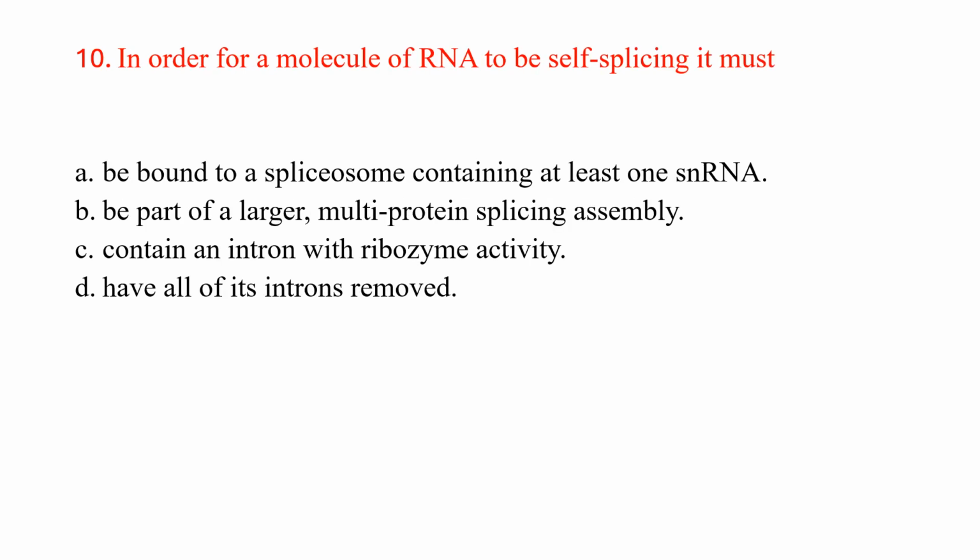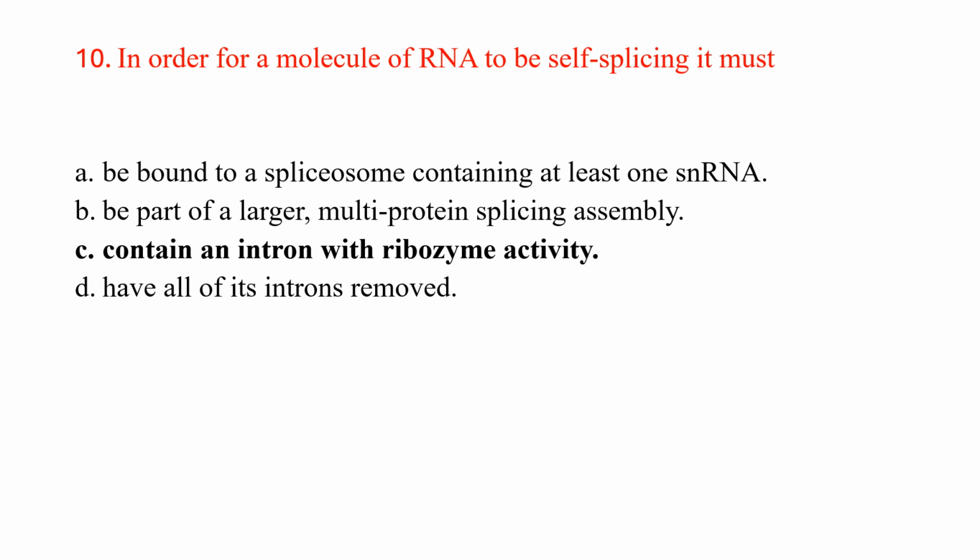Number 10, in order for a molecule of RNA to be self-splicing, it must A, be bound to a spliceosome containing at least one snRNA, B, be part of a larger multi-protein splicing assembly, C, contain an intron with ribozyme activity, or D, have all of its introns removed. So the answer is C, contain an intron with ribozyme activity.